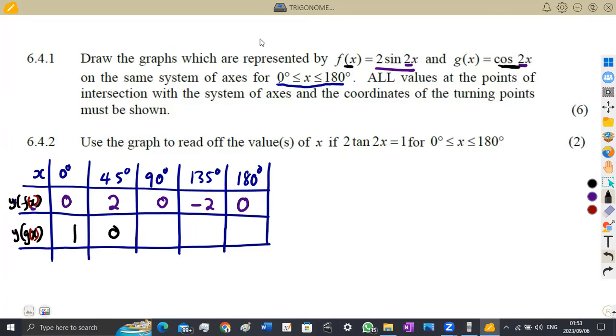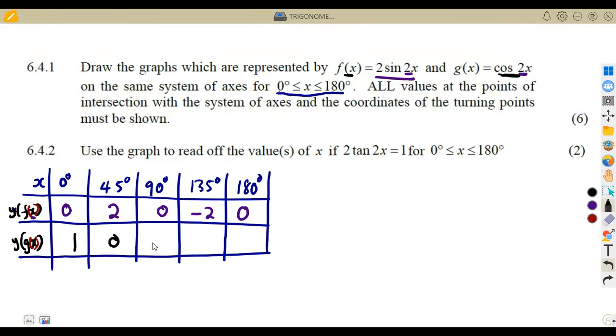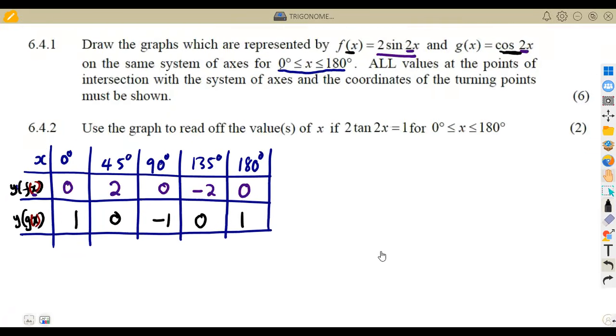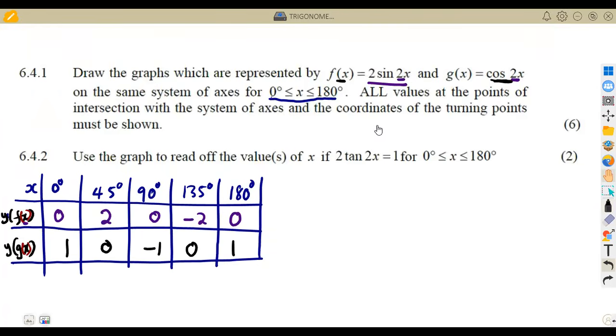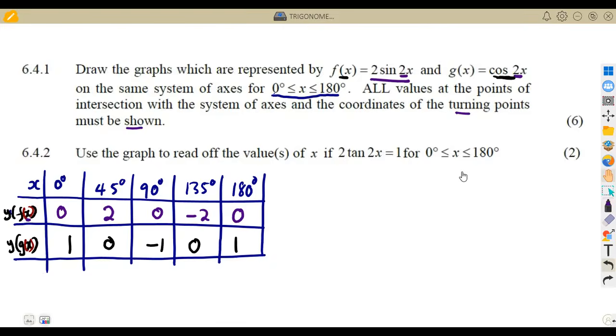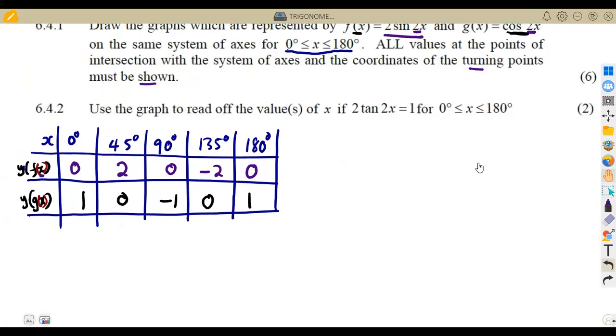So this is the part that you're going to do throughout. You're going to see at 90, this will be -1. At 135, this will be a 0. At 180, this will be a 1. So these were the values that you were going to need on your table. With this, you're going to show, here we need also to indicate all the values, the turning points, and so on. We talked about turning points before. So let us save our graphs here.